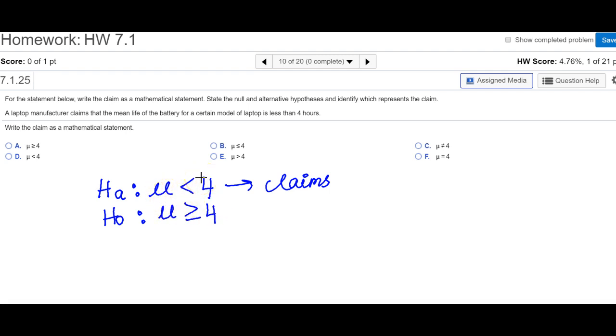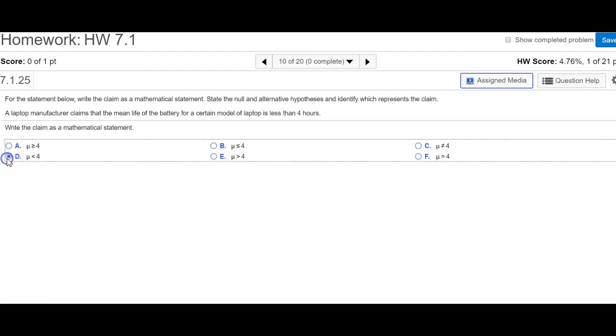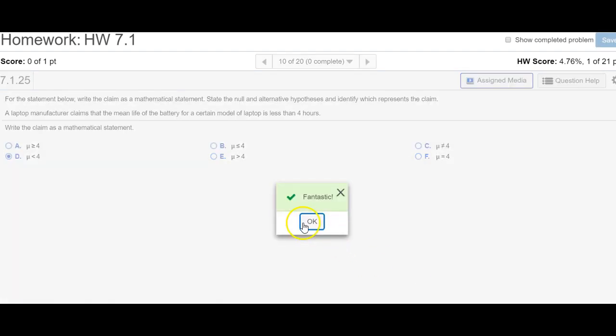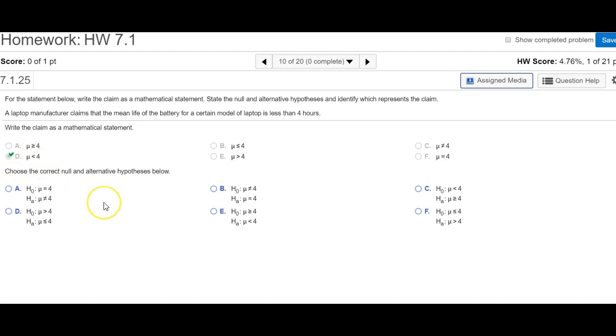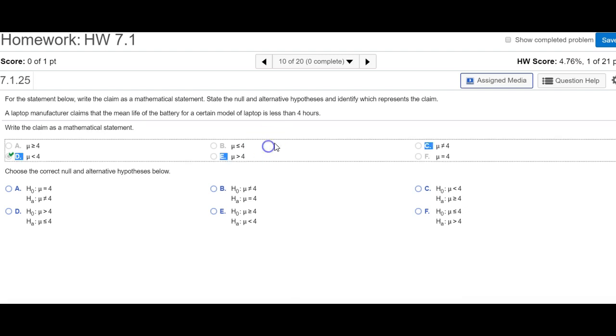So the claim here is, let me check which is my claim. Mu is less than 4 hours, which is right here. Okay, and now let's see what they ask us for next. I'm going to change this, check my answer, fantastic. And they say now give me the null and alternative. If you rewind back, we already have that null hypothesis. I have to change it to a pen tool.